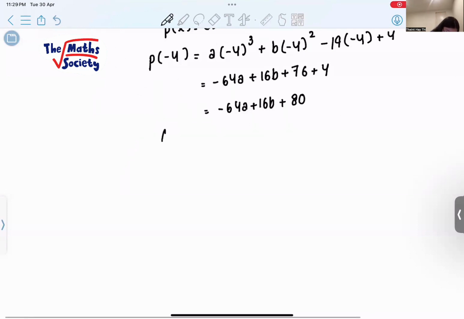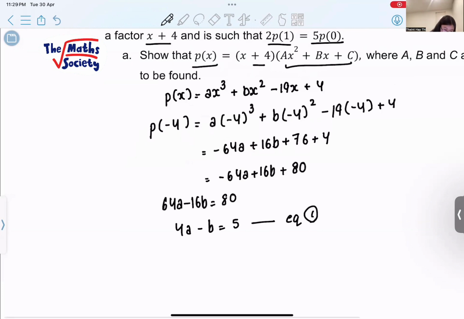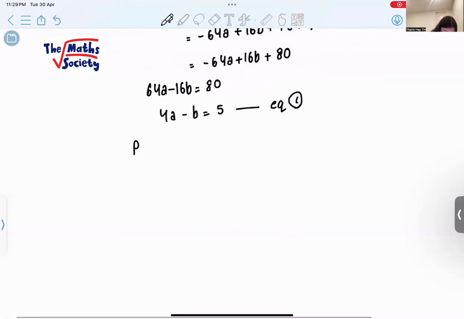So it's going to be like 64a, you move it that way, minus 16b equals to 80. And then you can divide it by 16. So it's going to be like 4a minus b equals to 5. And that's your first equation as well. And then we know that 2p of 1 is equal to 5p of 0. So let's find p of 1.